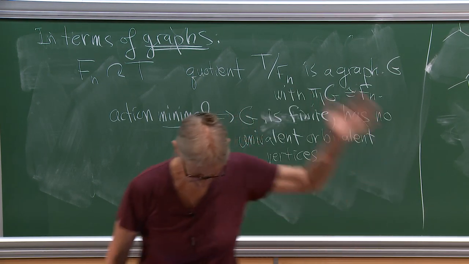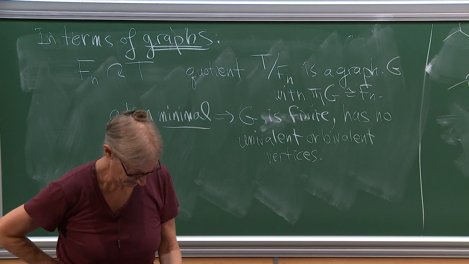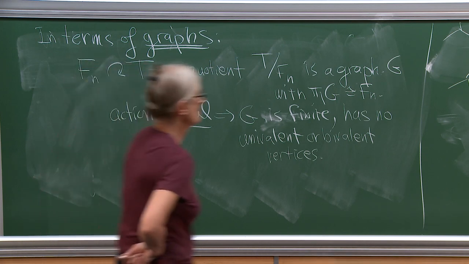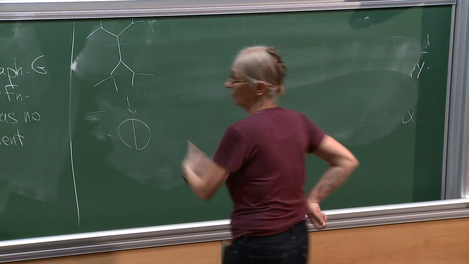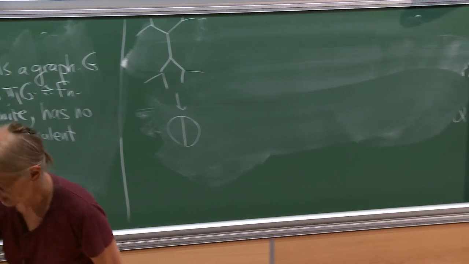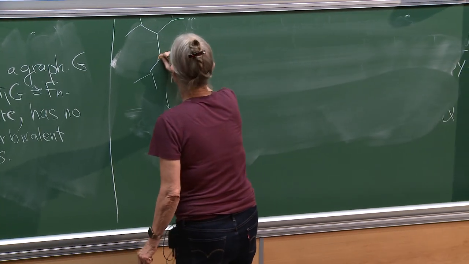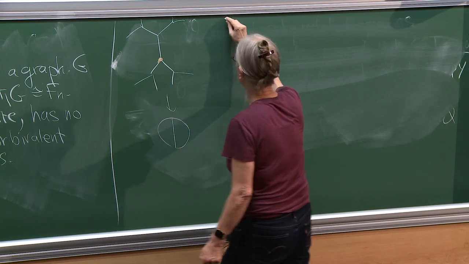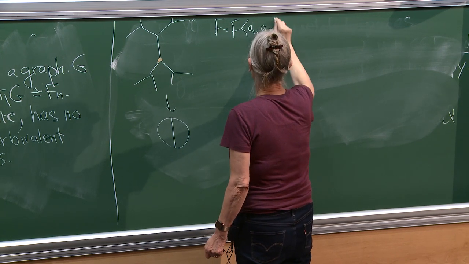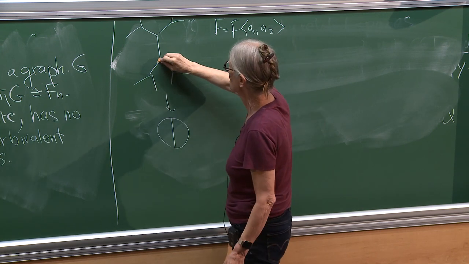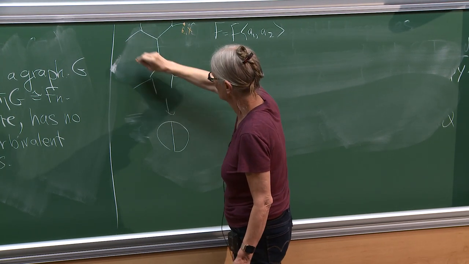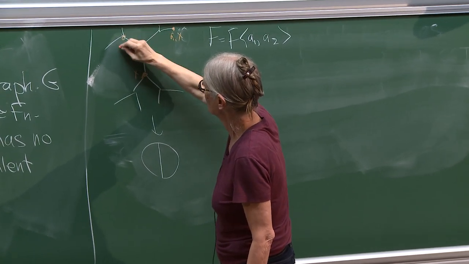If I'm looking at the space of minimal actions, the quotients by these actions will be graphs with no univalent or bivalent vertices. So instead of looking at the trees, I want to look at the quotient graphs, but I have to incorporate the information about the action. How do I do that? If I had a point here, and my free group is on two generators, I can look at the image of this point under all of the generators. Maybe this is A1x, and maybe this is A2x.